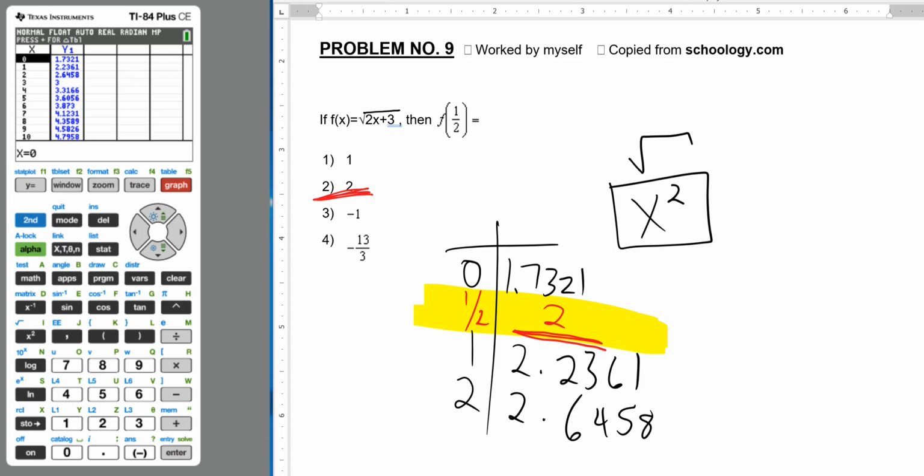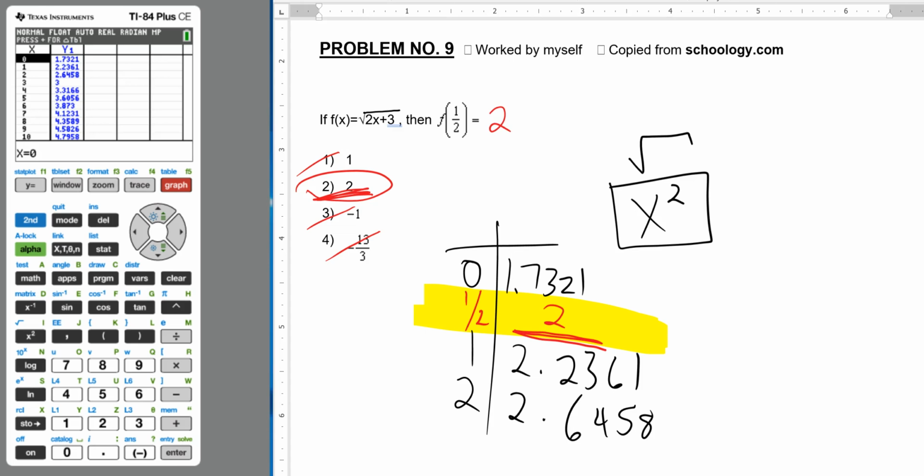It's going up by some small amount, right? It would not make sense among all these positive numbers to have negatives thrown in, right? It wouldn't make sense to have a 1, which is less than 1.7. So just by reasoning, you can get that your matching y value is 2. F of 1/2 equals 2.